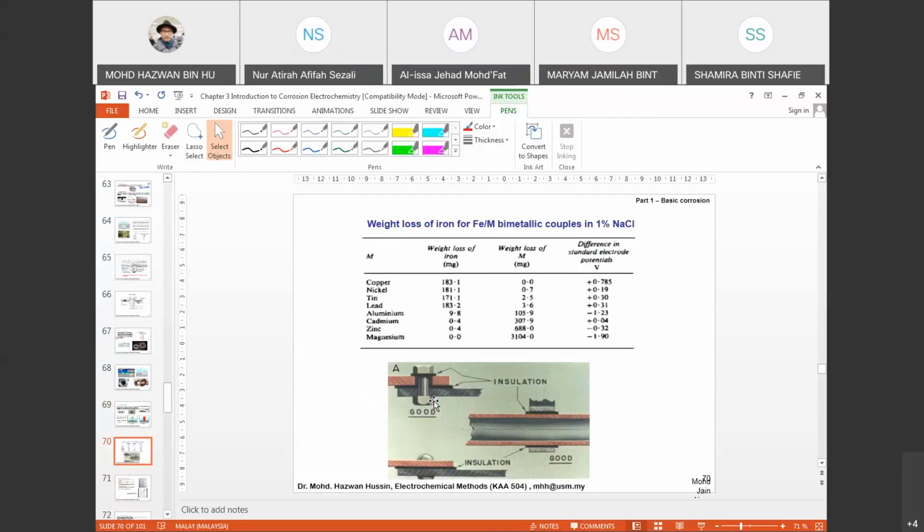How you can actually prevent galvanic corrosion is basically by putting an insulator. When you put an insulator in the connection, no galvanic corrosion will happen, and both materials will retain their physical features.